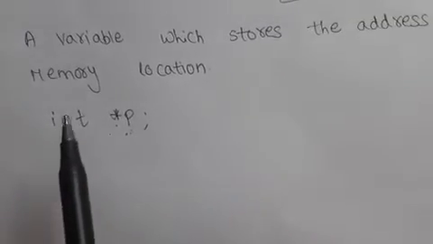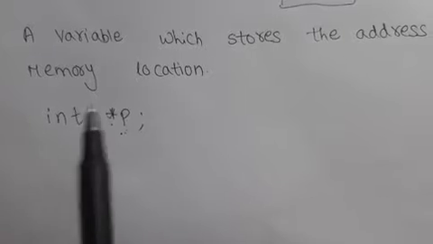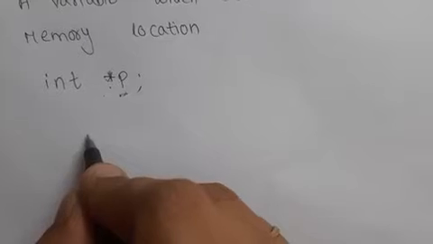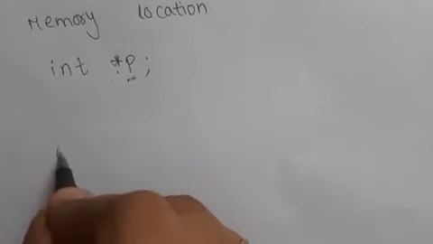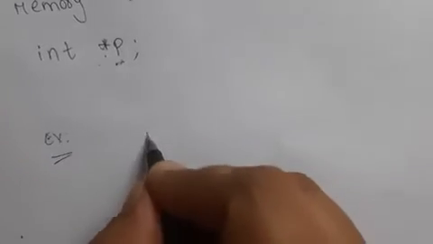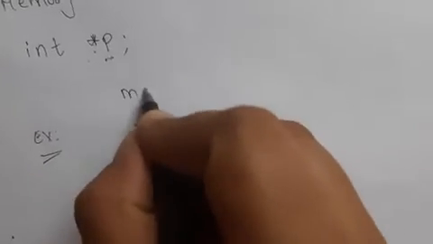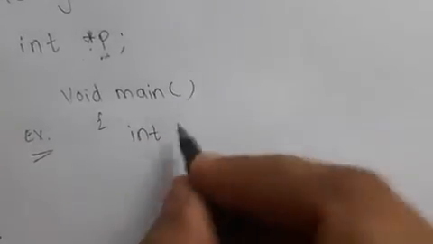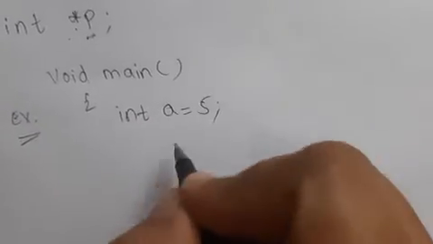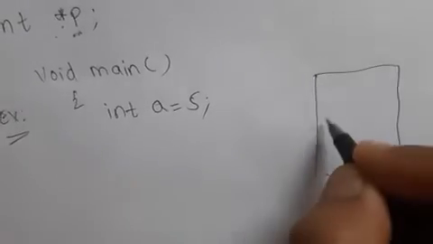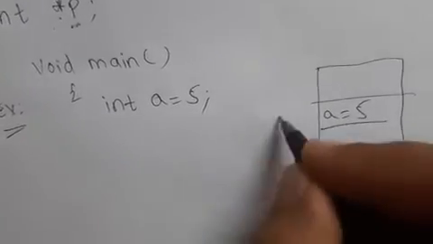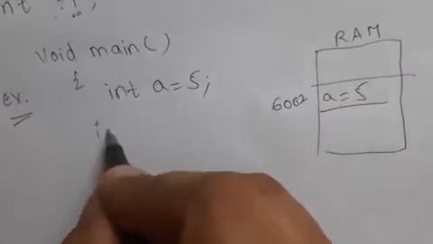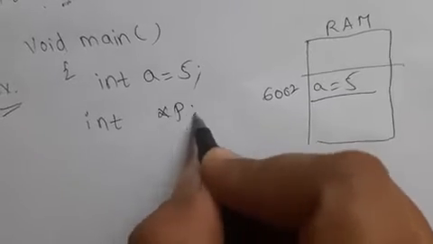Now let us see the definition of a pointer. So what is a pointer? Pointer is nothing but a variable which stores the address. So how to store the address? Let us take an example. Directly I am writing the program to explain you. Void main, int a is equal to 5. So it's a normal variable like we already discussed. A is equal to 5, which is stored in which location? 6002 in RAM.